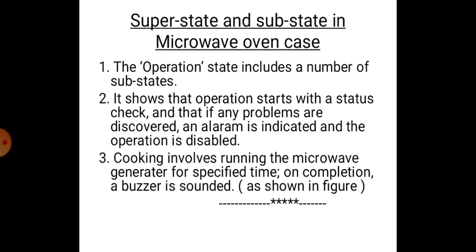Point number 2: it shows that operation starts with a status check, and if any problem is discovered, an alarm is indicated and the operation is disabled. Point number 3: cooking involves running the microwave generator for the specified time, and on completion a buzzer is sounded. All this you can see in the figure.